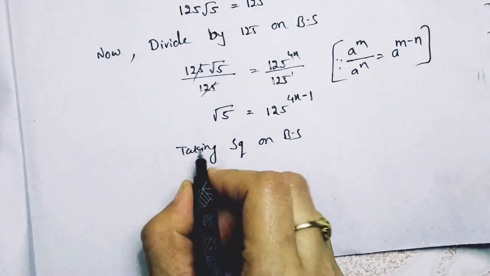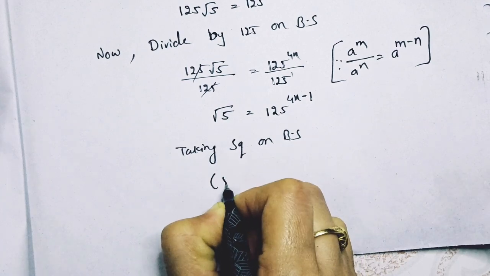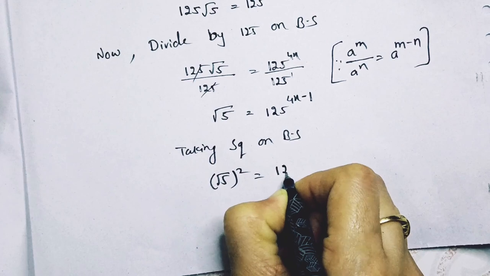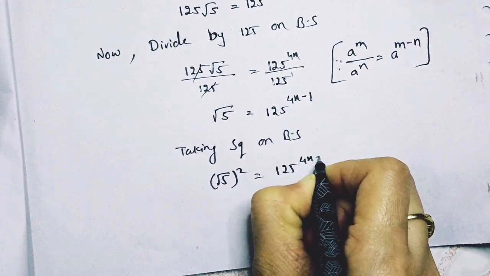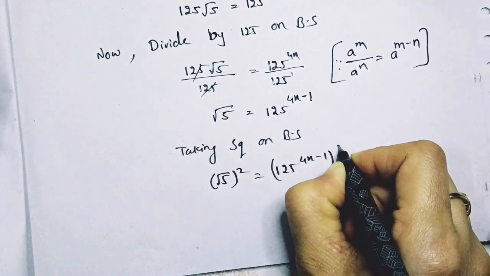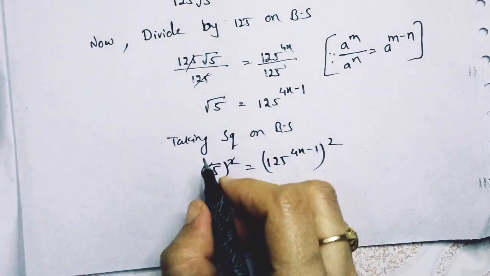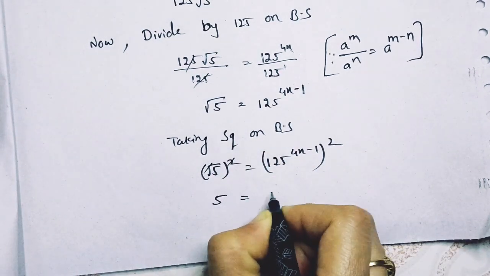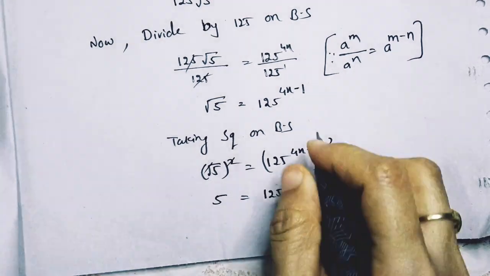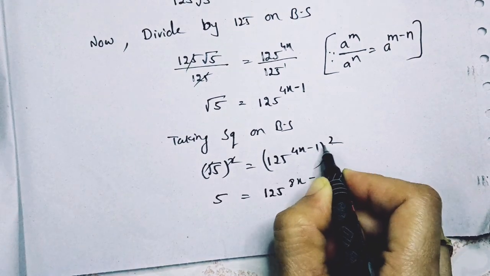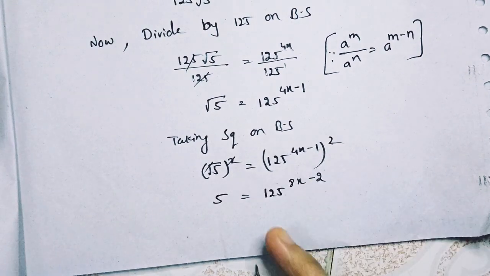What happened? Taking square on both sides means (√5)² = (125^(4x−1))². Here the square root and square get cancelled. Then the left side is 5 equal to 125 to the power 4 2's 8, 8x minus 2 1's 2.